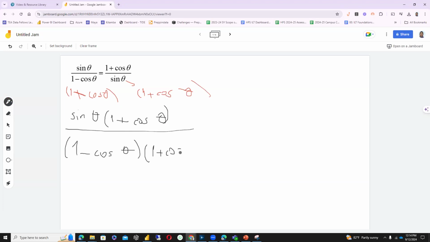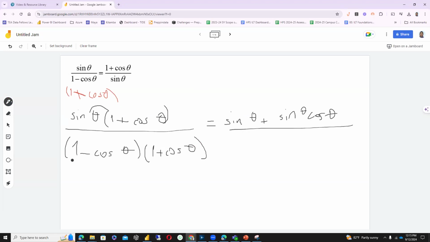Actually, I think I'm just going to go ahead and take the first portion of this equation and do the necessary work to see if I can get the exact same thing that I see on the right side. So here, sine of theta times 1 is just sine of theta, plus sine theta times cosine theta, all over. Now this is the tricky part.